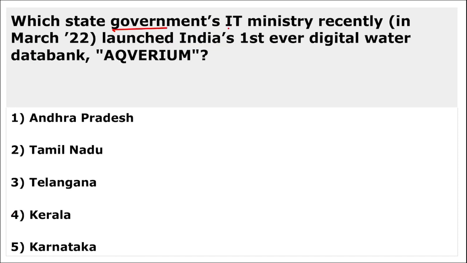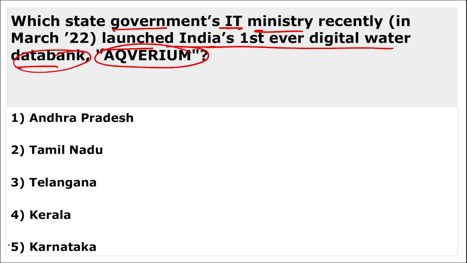Next, which state government's IT ministry recently launched India's first ever digital water data bank, that is Aquarium? Aquarium was launched where? It was in Karnataka. Highly important, mark this. Alright, it is in Karnataka.